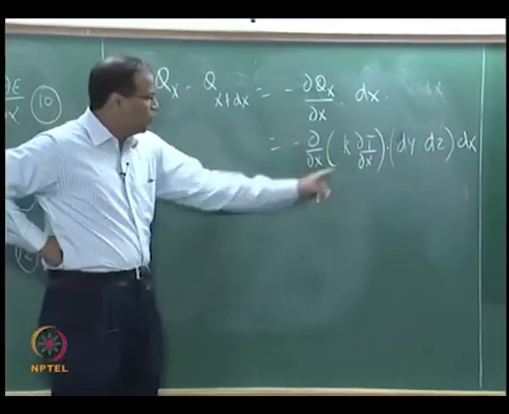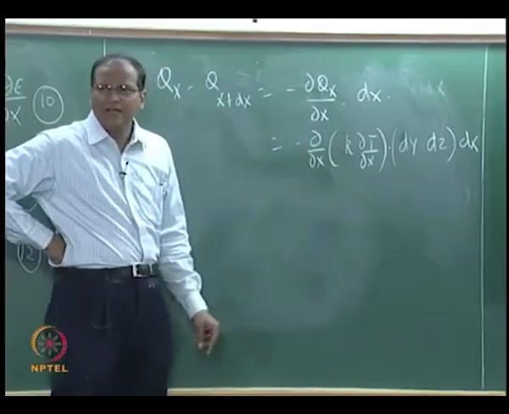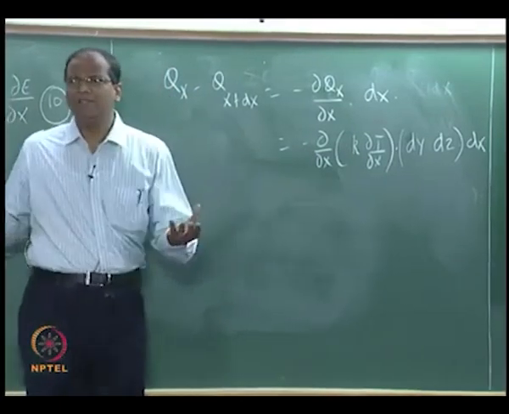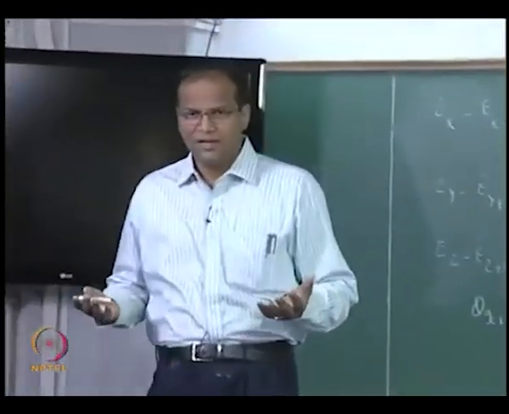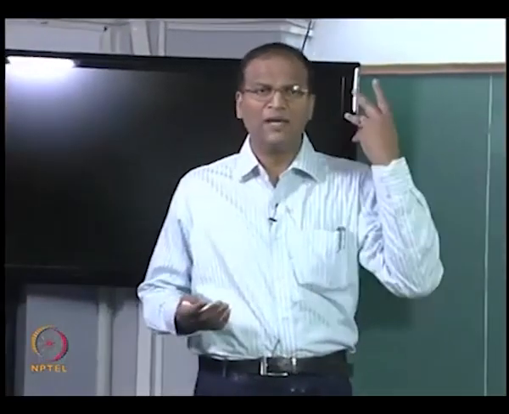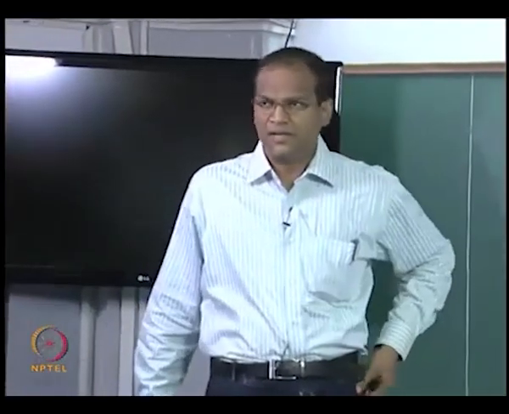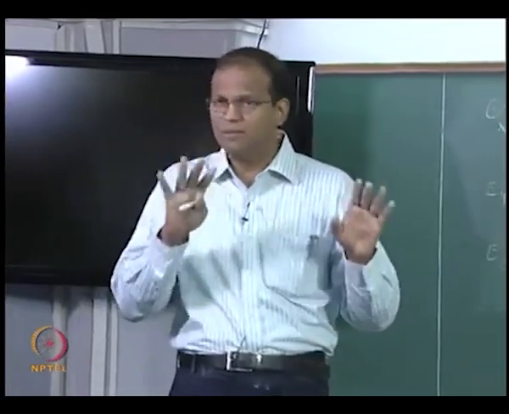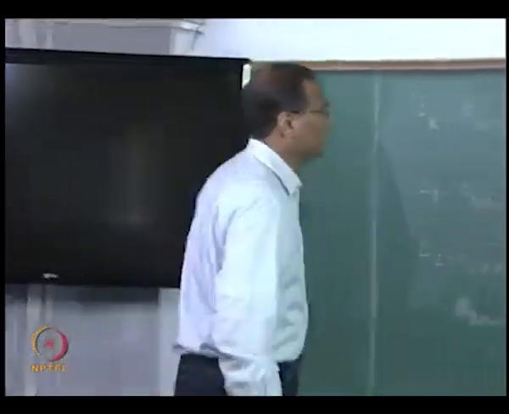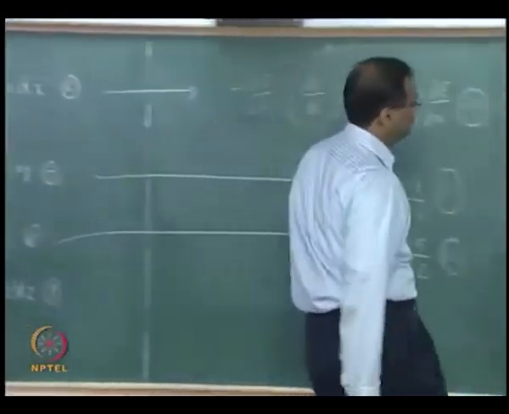At this stage, I don't want to pull the k out of the x. Why? I can have a variable thermal conductivity formulation. Correct? If I pull the k out, I am already making a statement that k is independent of x. Many problems it may be like that, but let us keep it like this. Now Qx, what will be this 13?